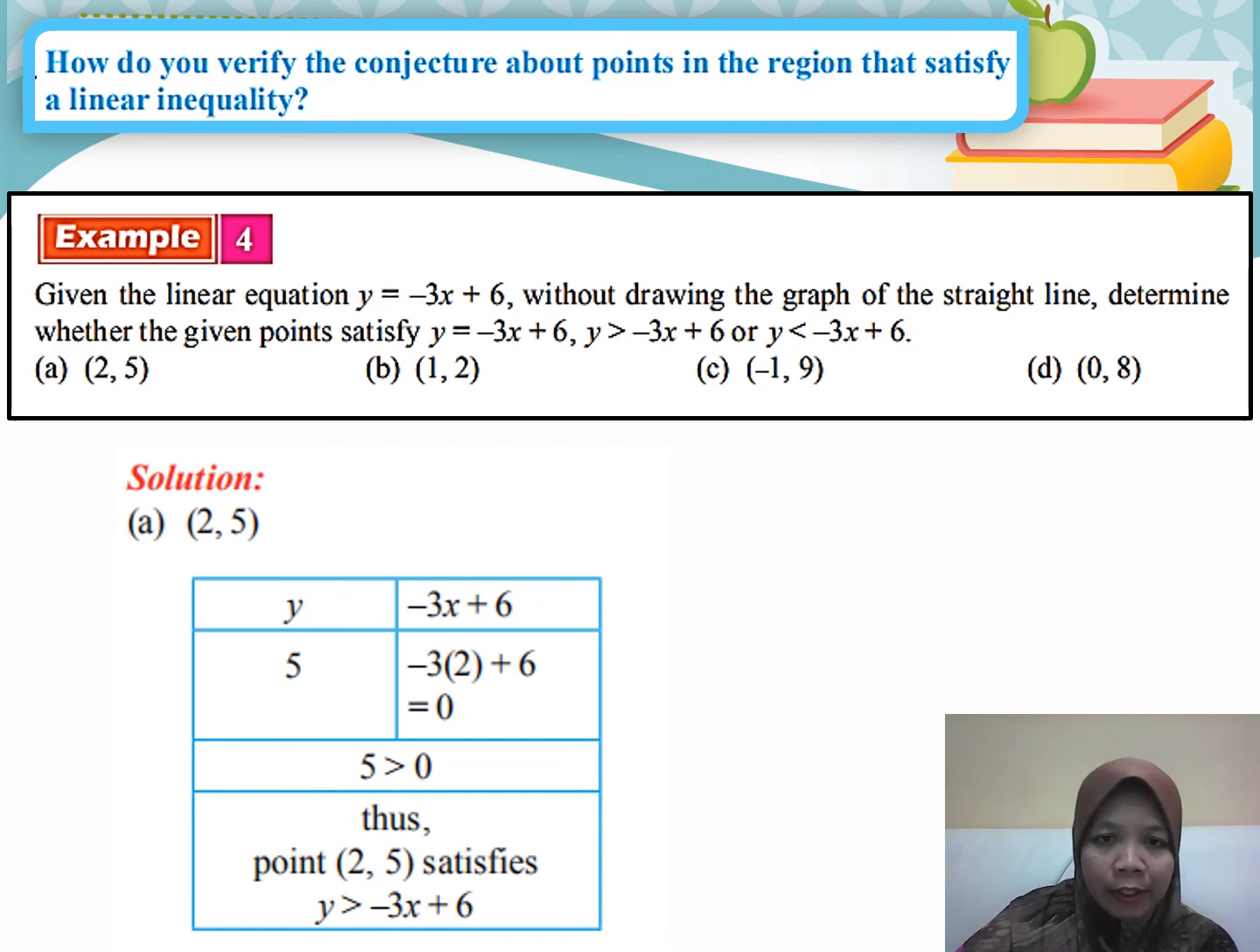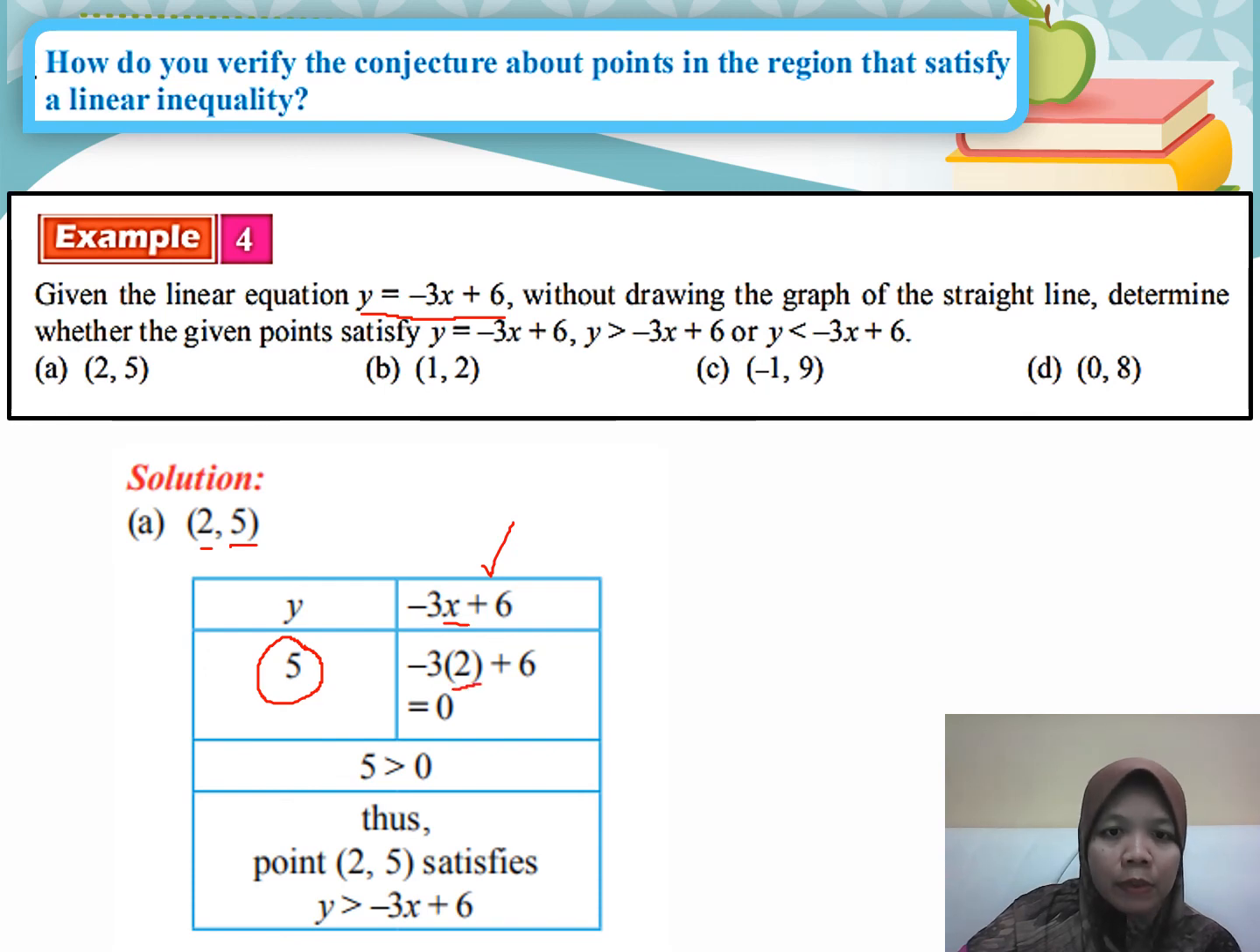Look at A here. Given that point 2, 5, we know that the x coordinate is 2 and the y coordinate is 5. Use the coordinates given and substitute into the equation. Just now, the equation given is y equal to negative 3x plus 6, so use this equation. We know that y is equal to 5, and at this side, negative 3x plus 6, substitute x with 2.